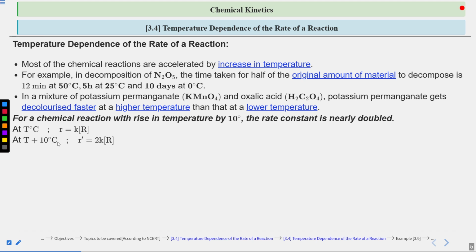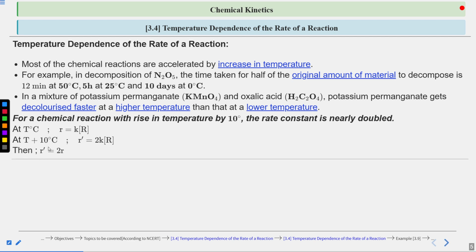Now at T plus 10 degrees Celsius, that means if you increase the temperature by 10 degrees Celsius, the new rate will become twice K times the concentration of the reactant. So the rate constant becomes double when you increase the temperature by 10 degrees.